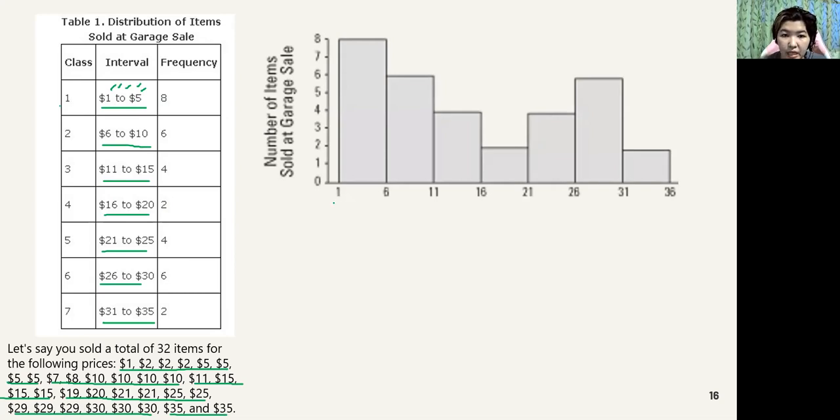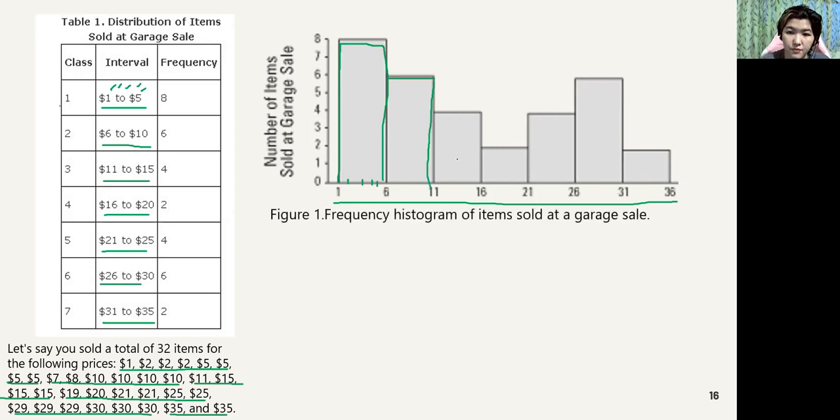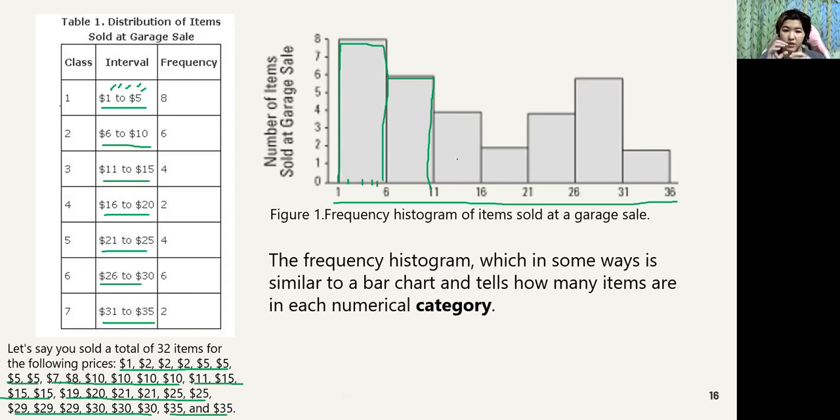Okay? Kaya dito, dikit-dikit na yung bar graph. No? And again, we cannot pinpoint ilan ang 1, ilan ang 2, ilan ang 3, ilan ang 4, ilan ang 5. So, it's already grouped. So, 1 to 5, 8 na benta. $6 to $10, 6 ang nabenta, and so on. So the frequency histogram, in which in some ways is similar to a bar chart, tells how many items are in each numerical category. Naka-categorize siya. Okay? So that's the difference between the frequency histogram and a bar chart.